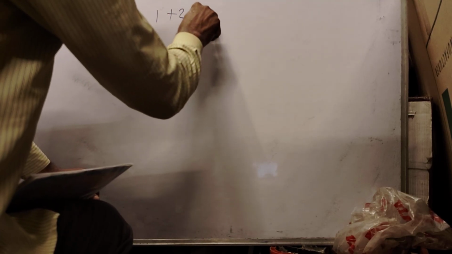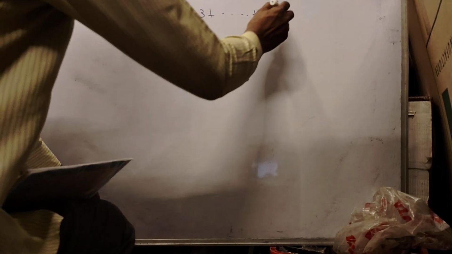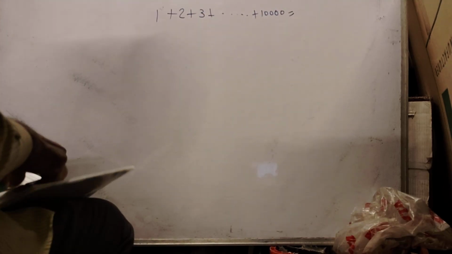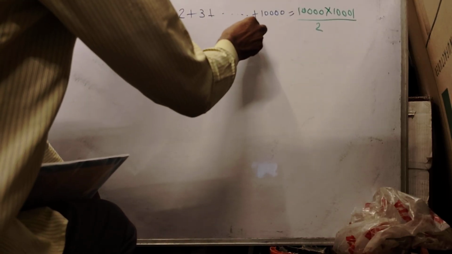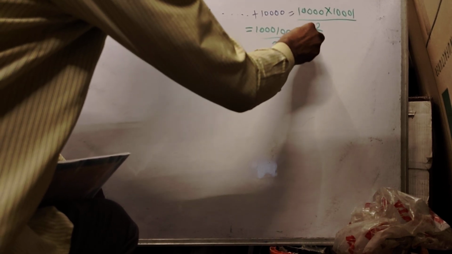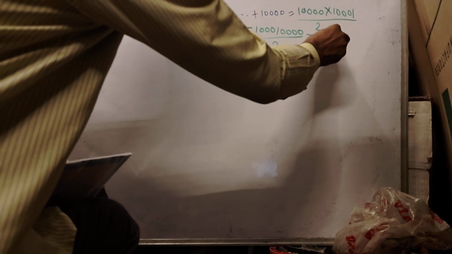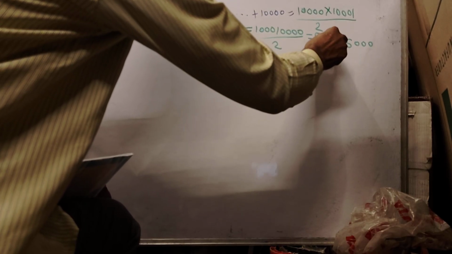So first come to 1 plus 2 plus 3 plus till suppose 10,000. Last number is 10,000. So the sum of 1 to 10,000, all the numbers, first we write 10,000 multiply 10,001 over 2. This is the sum. And we multiply numerator first, and divide by 2. It gives us 50,005,000. This we get.